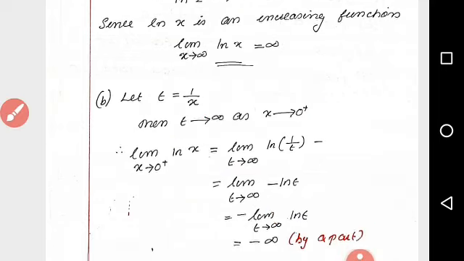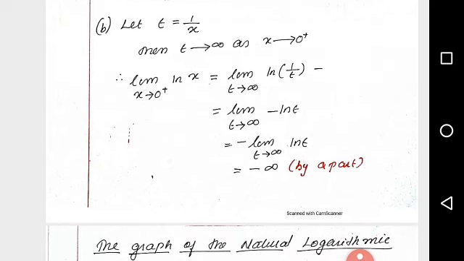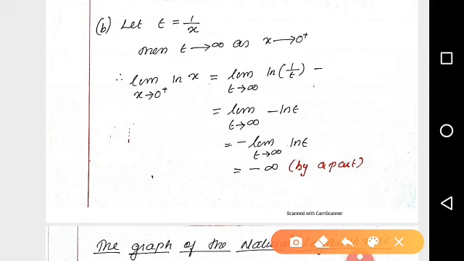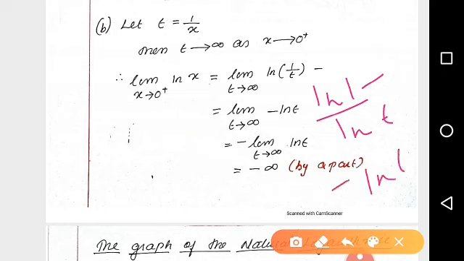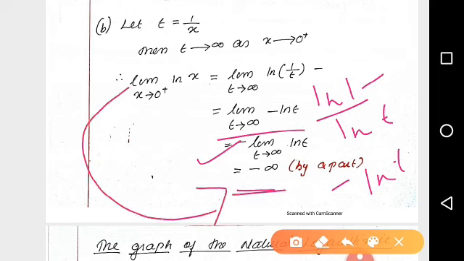That is, limit t tends to infinity ln of 1 by t, which is equal to limit t tends to infinity of ln of 1 minus ln of t. ln of 1 is 0, so that is 0 minus ln of t, that is minus ln t. Limit t tends to infinity of minus ln t is equal to minus of limit t tends to infinity ln t. In the A part, we proved that limit t tends to infinity ln t is infinity, so this is minus infinity. Therefore, limit x tends to 0 plus ln of x is minus infinity.